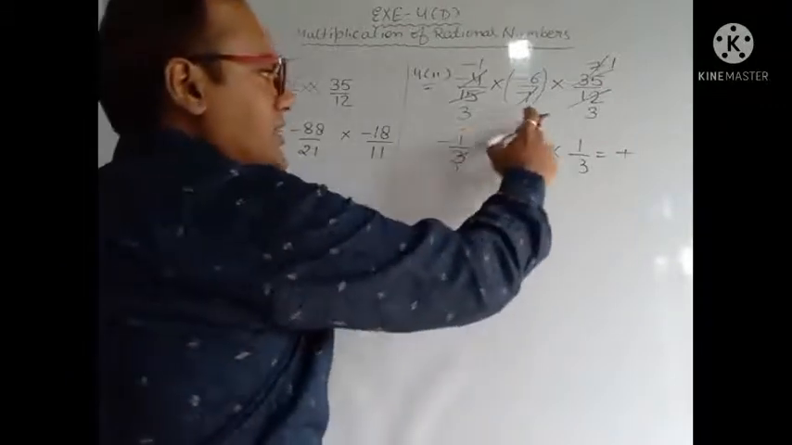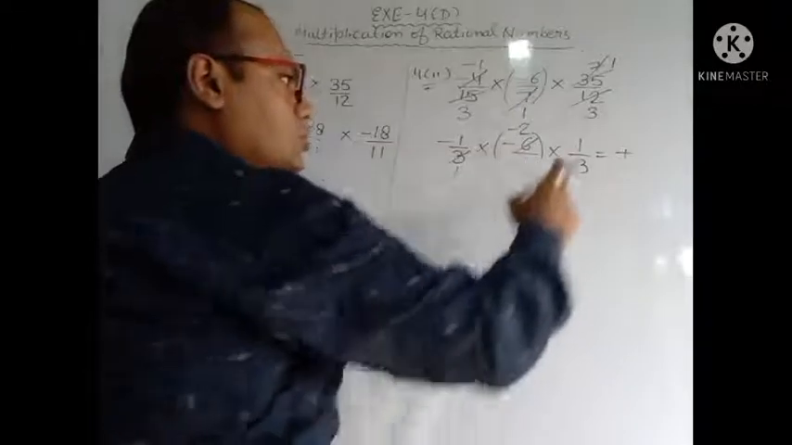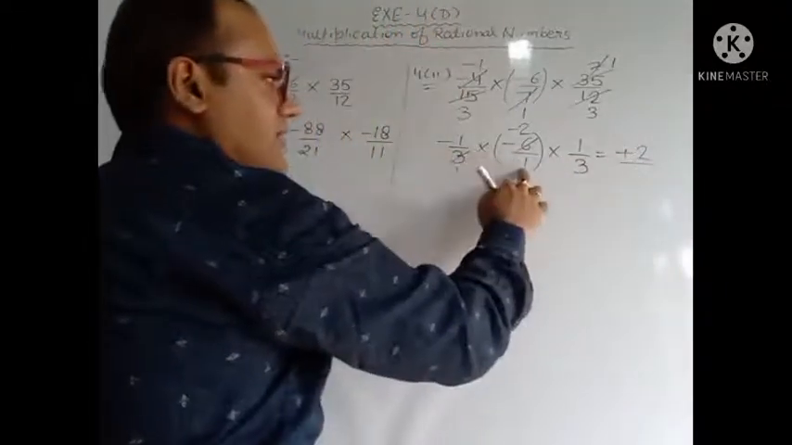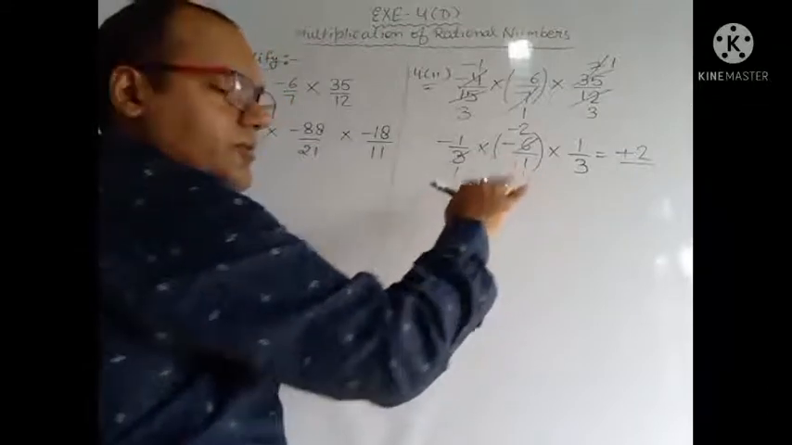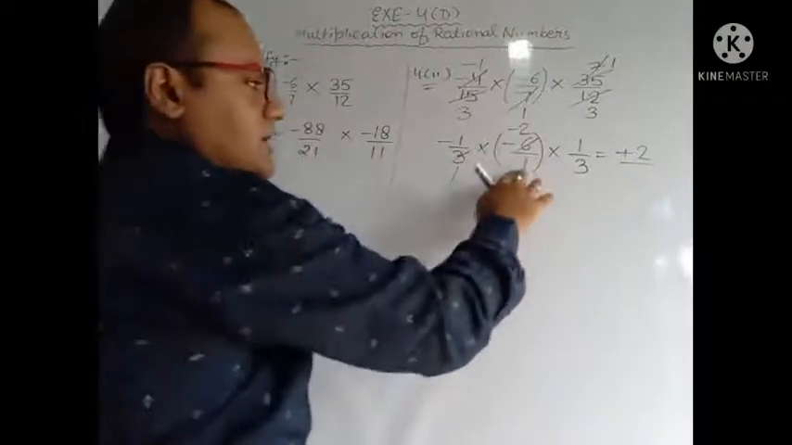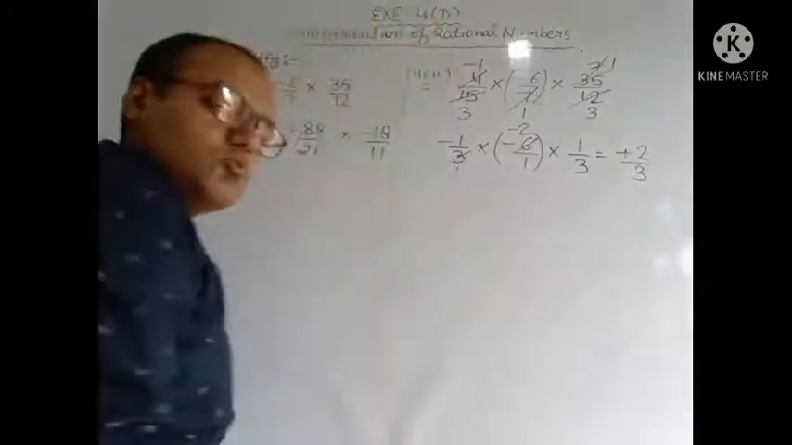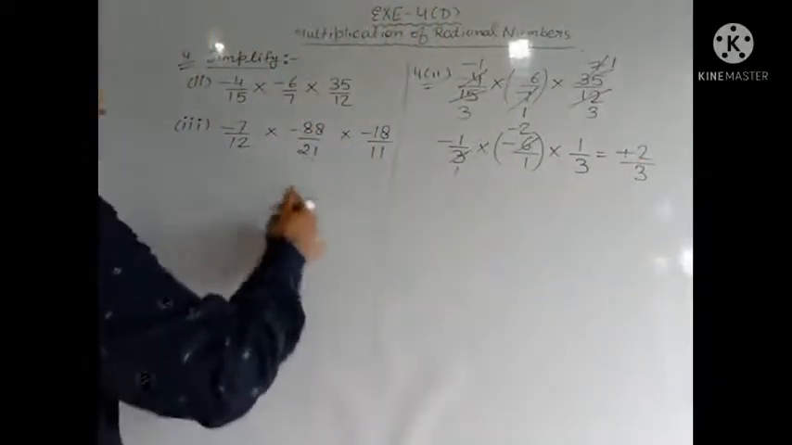So 1 multiply 2, 1 twos are 2. 2 into 1 will be 2 upon 1 multiply 1, answer will be 1. Denominator numbers we have to multiply. 1 ones are 1. 1 into 3 will be 3. So final answer is 2 upon 3. Now see another part, number 3.